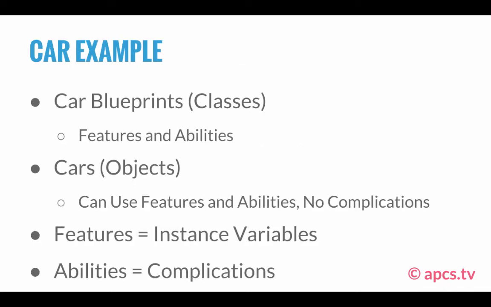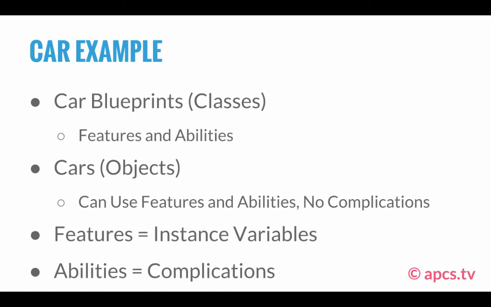So let's say we have a blueprint for a car, and this blueprint represents the class. This car blueprint contains many features and abilities. So it has a red color, it has a specific weight, and some of its abilities include driving. Now, in the blueprint, we go over how we are going to make it drive, what type of engine we're going to use, and what type of mechanics we're going to use.